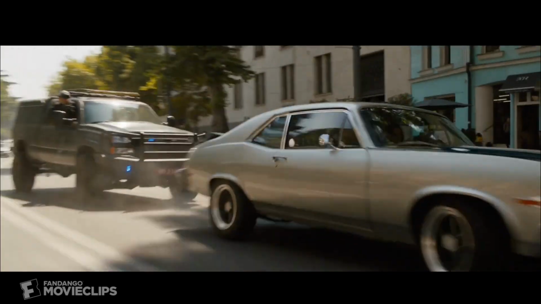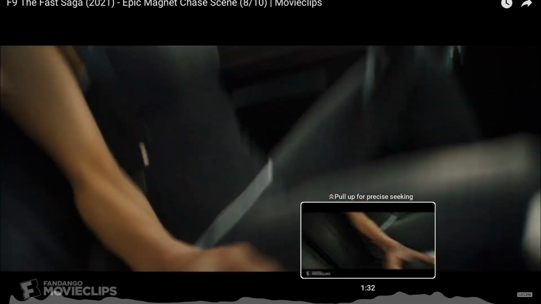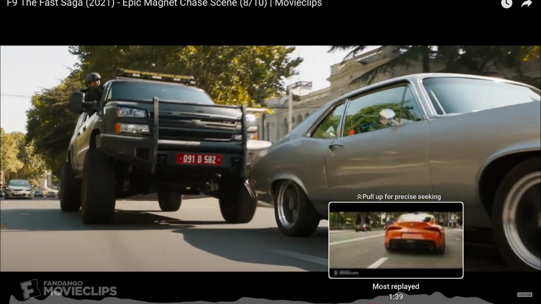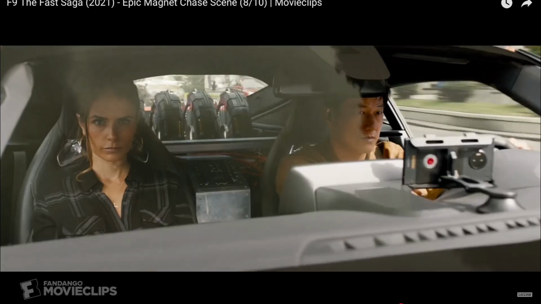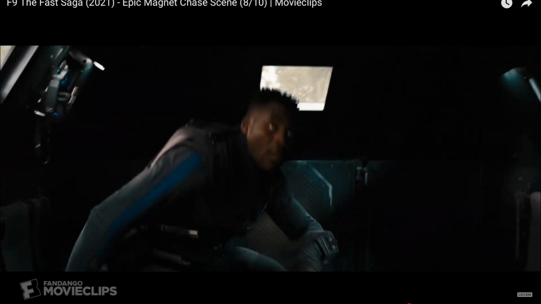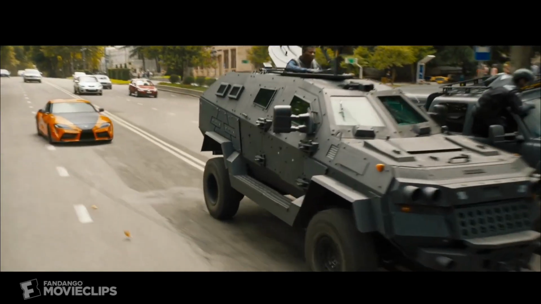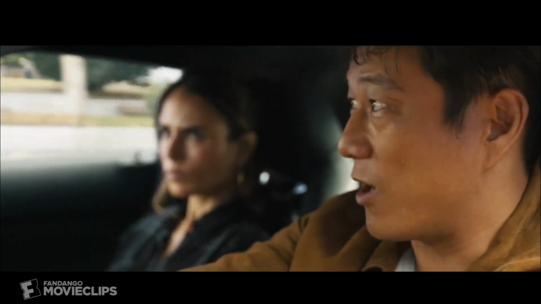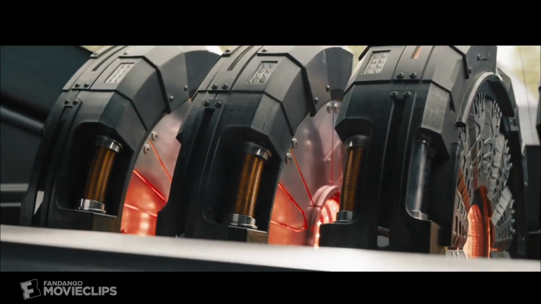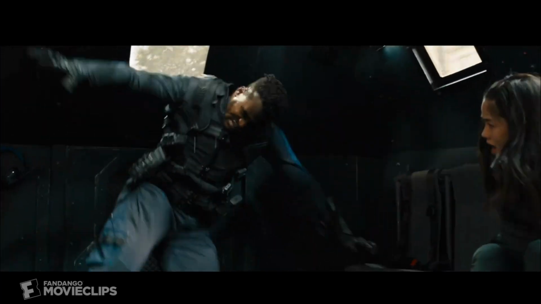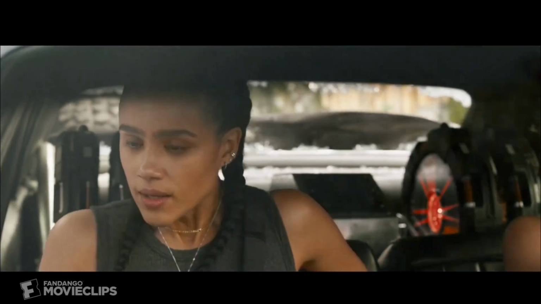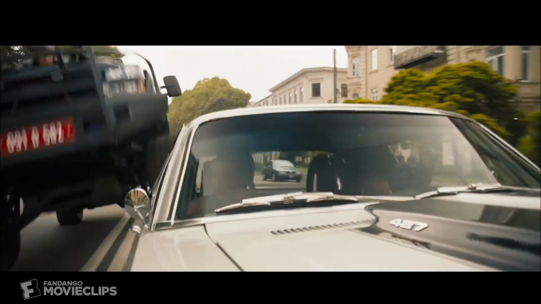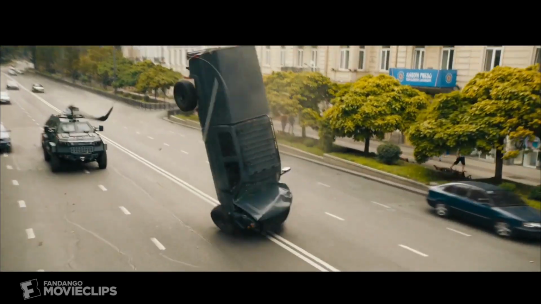The other part here that is quite ridiculous is this part where they turn on the magnet and guess what? It ignores all the metal except the very specific metal that is on this guy's armor. That's the only thing that gets pulled by the magnet. That's very interesting.